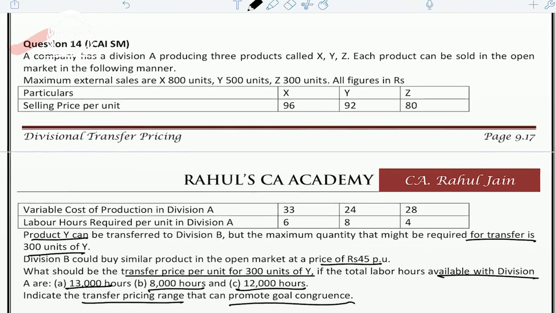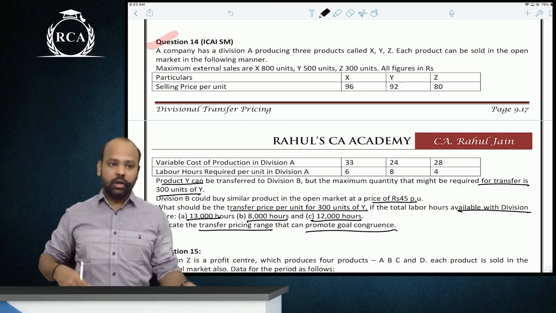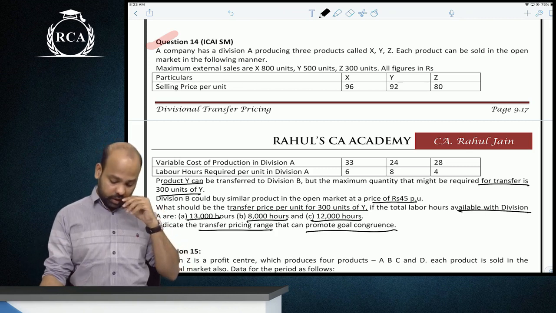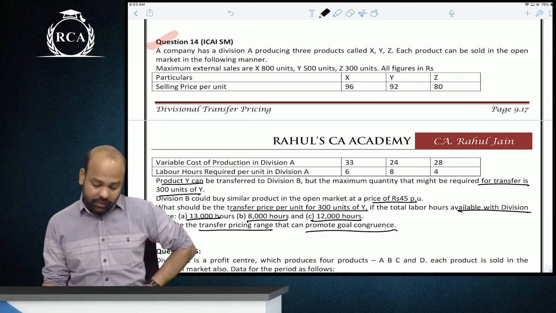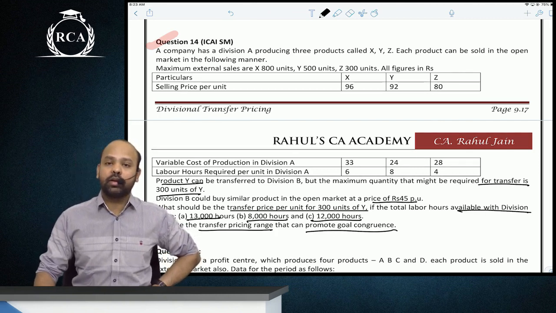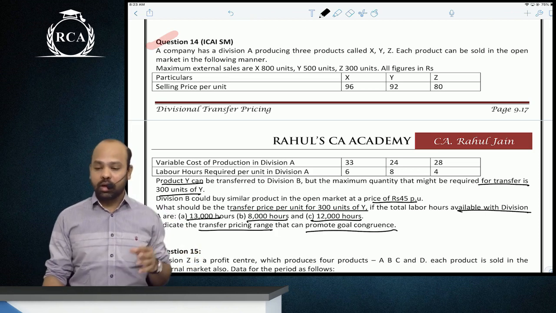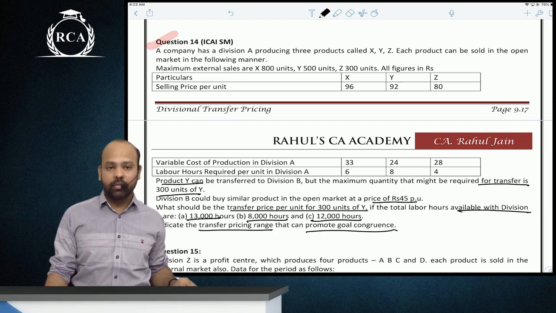Yes, I hope you've read the question. I gave you only a minute to read it. Here we have the selling price per unit, the variable cost, and the number of labor hours required. You clearly understand that this is combined with a limiting factor given in terms of labor hours.